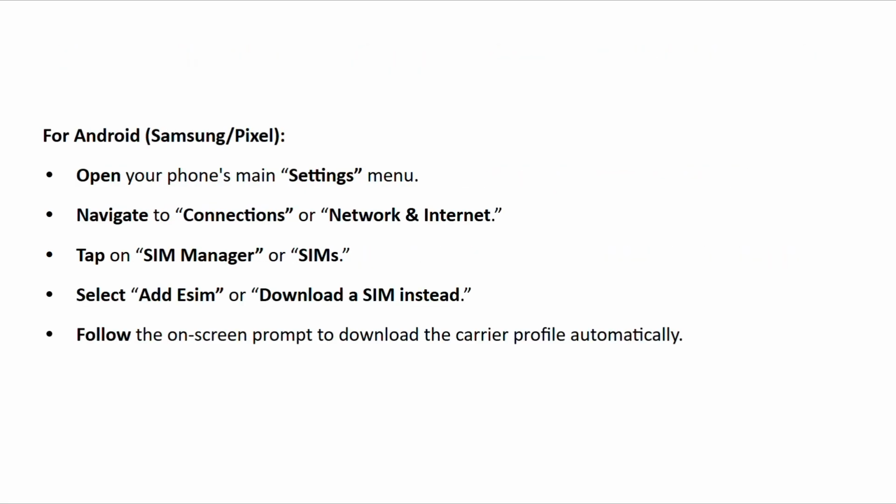For Android, Samsung/Pixel, open your phone's main settings menu and navigate to Connections or Network and Internet. Then tap on SIM Manager or SIMs and select Add eSIM or Download a SIM instead. Then follow the on-screen prompt to download the carrier profile automatically.